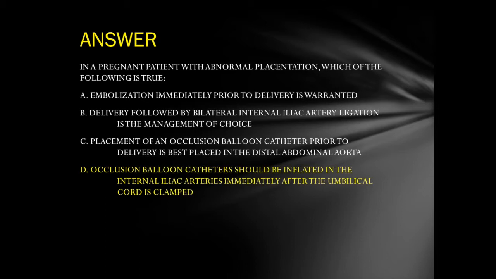Obviously, choice A, you don't want to do embolization prior to the delivery. Delivery followed by bilateral internal iliac artery ligation is an option, although due to the vast collateral supply to the pelvis, that typically does not do a whole lot to minimize blood loss, although that is one of the methods used. And occlusion balloon should not be placed in the distal abdominal aorta. The rate of complications is higher, and due to the collateral network, that's going to do very little to decrease bleeding.